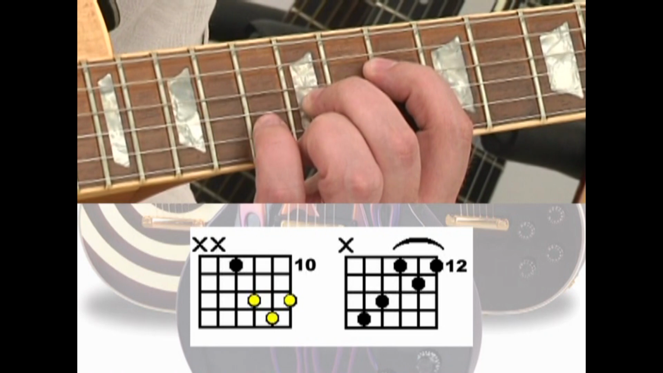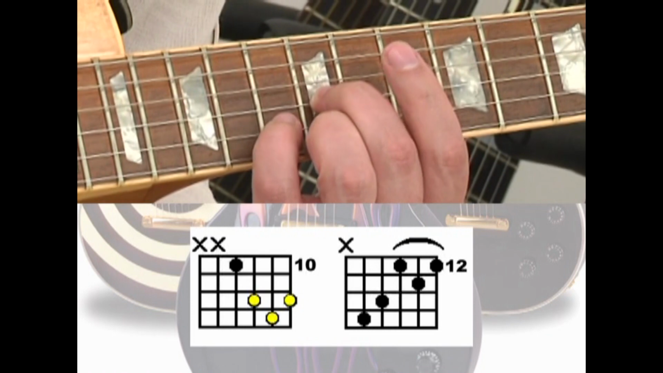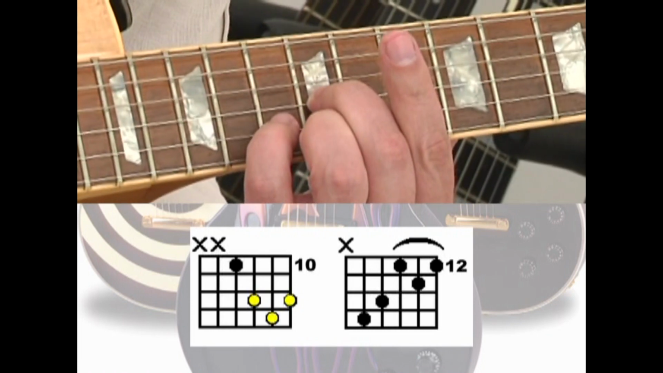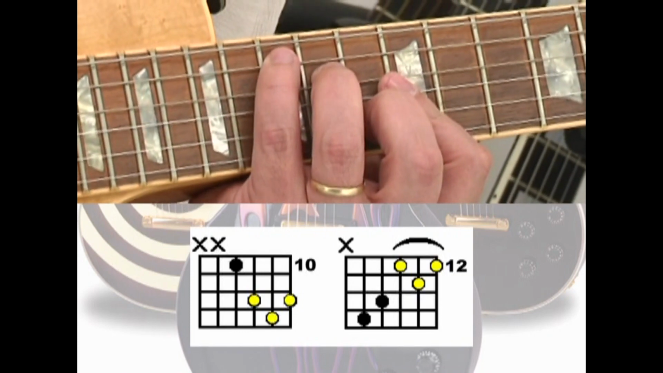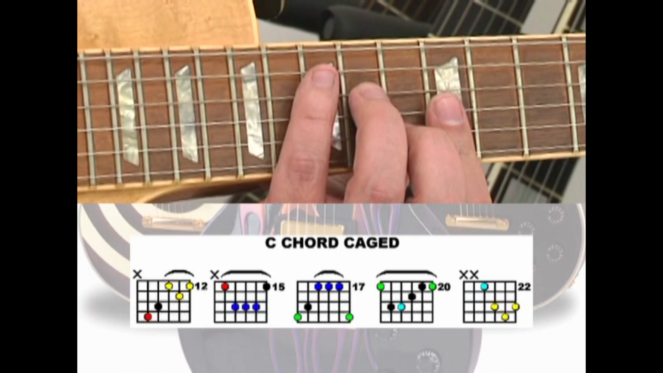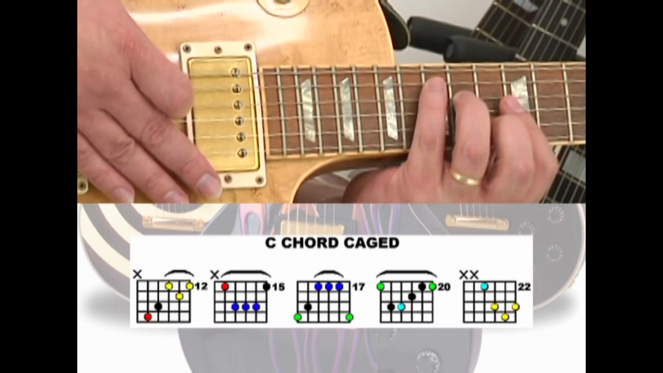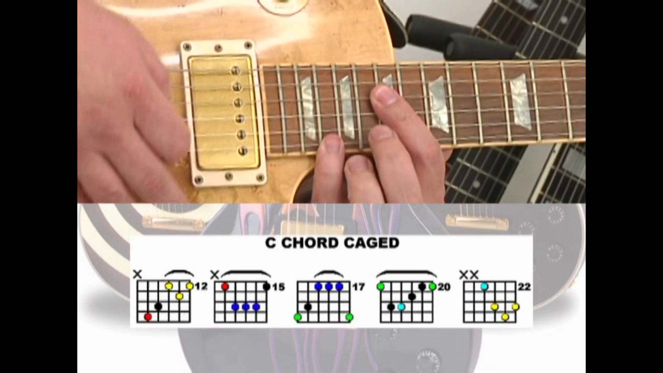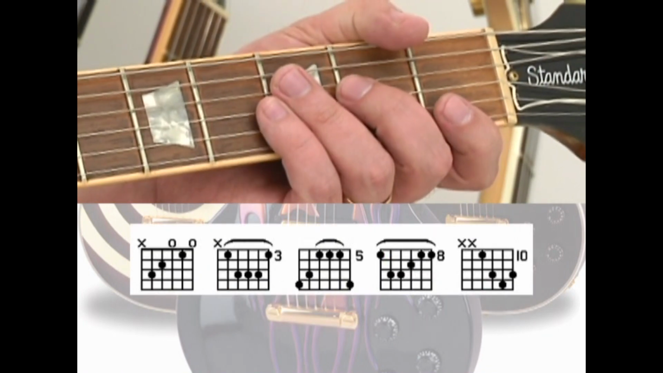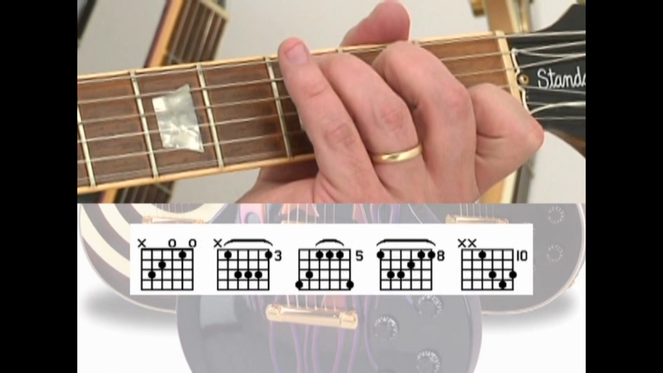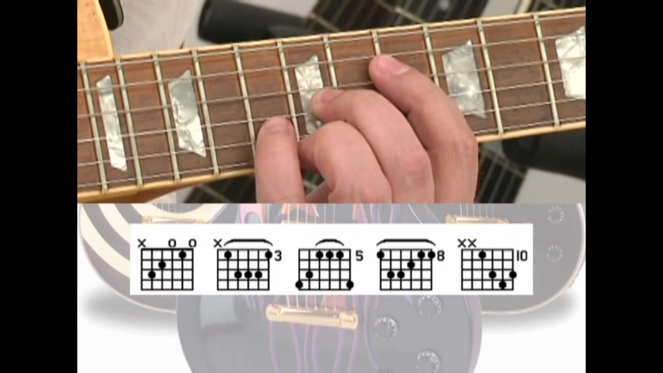From this D shape C chord, we can even continue up the neck because the notes on strings 1, 2, and 3 connect us back up to the C shape. Here you can CAGE the C chord all over again and keep going as high as your guitar allows. So altogether, the C chord CAGED uses the shapes C, A, G, E, and D.